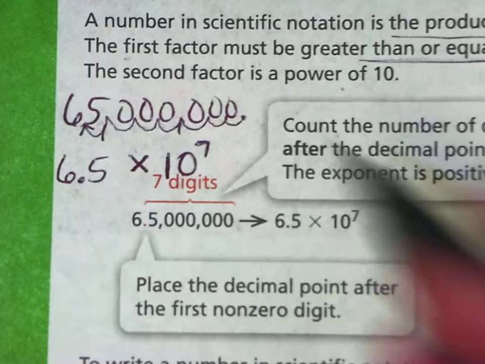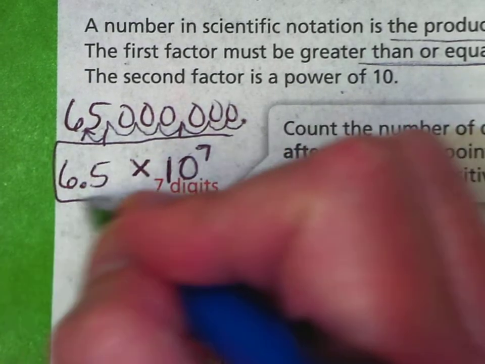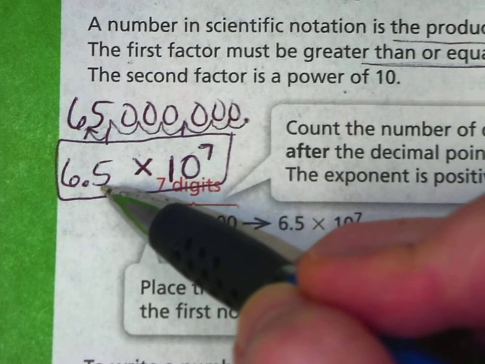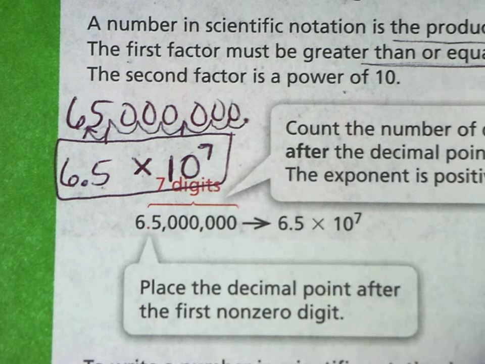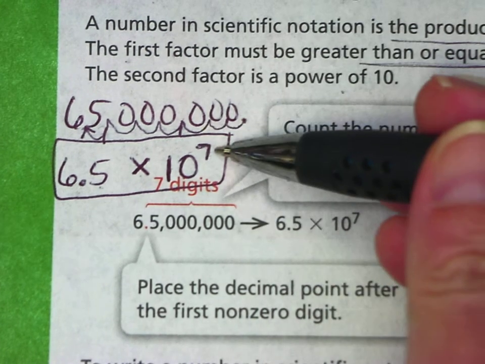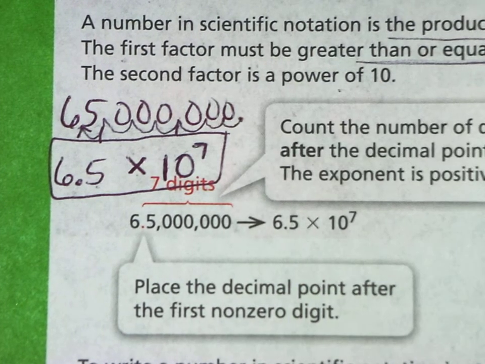So my number was 65 million to begin with, and my exponent is positive. So this is scientific notation: a number between 1 and 10 times a power of 10. And again, my exponent's positive because my number to start off with was more than 1.